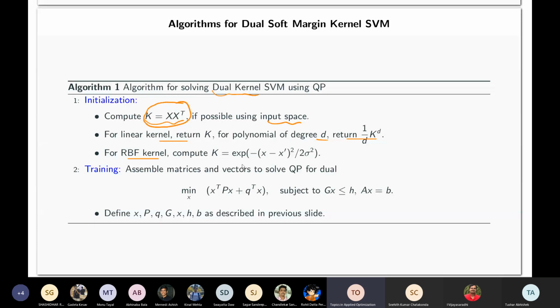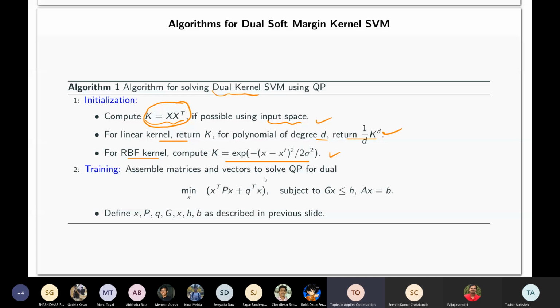For RBF, I need to compute this, which is the exponential of x minus this whole square and so on. So depending on the kernel, we can do this. That's not a big deal. In Python, you just say which kernel you want to use and they will compute the kernel for you. So this K matrix, you have in hand.